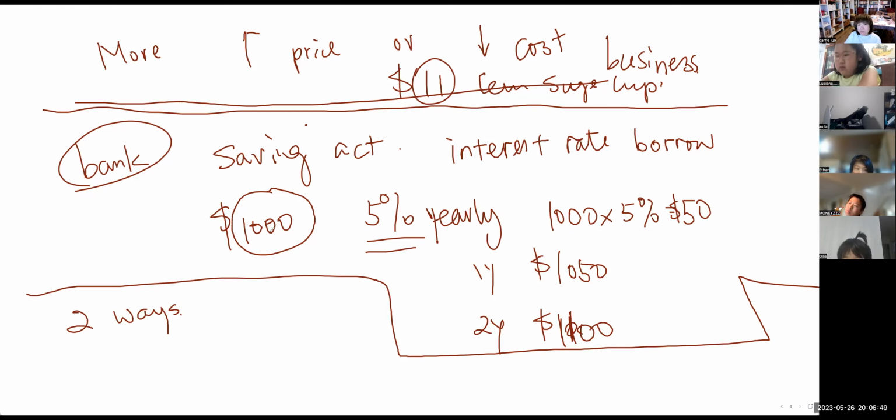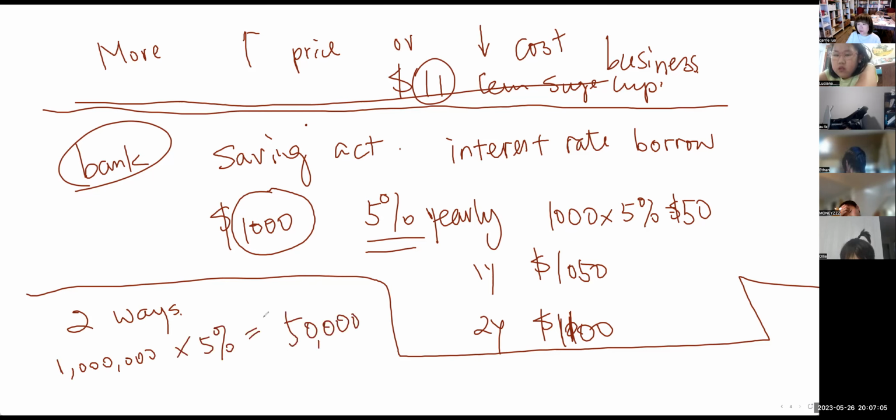So instead of $1,000, think about it. If Ethan gives the bank $1 million, okay, the bank still gives Ethan 5%. Now Ethan is going to end up with $50,000 every year. Doesn't do anything at all. Get it? So this is the first way. Increase your money. Very good.